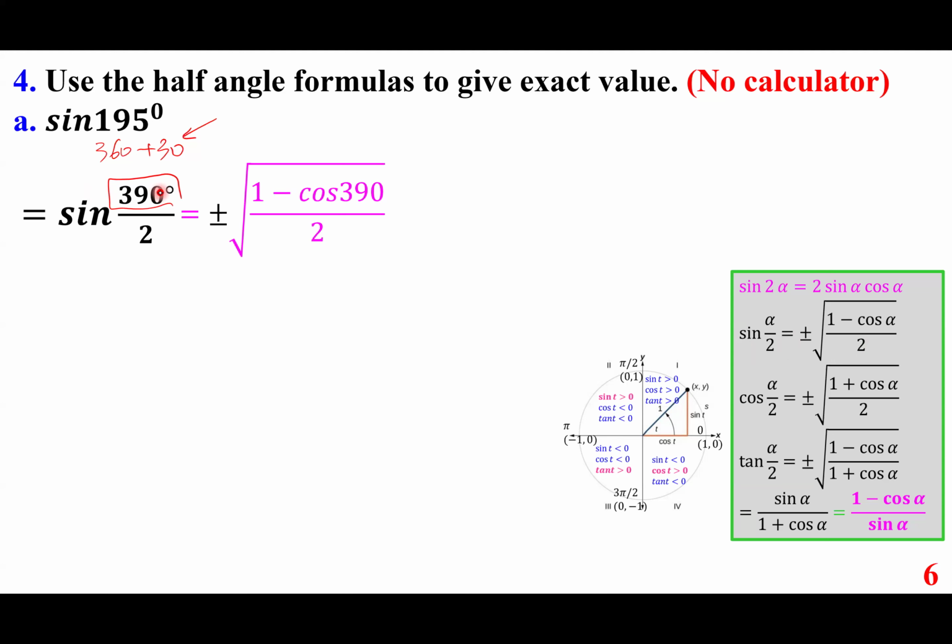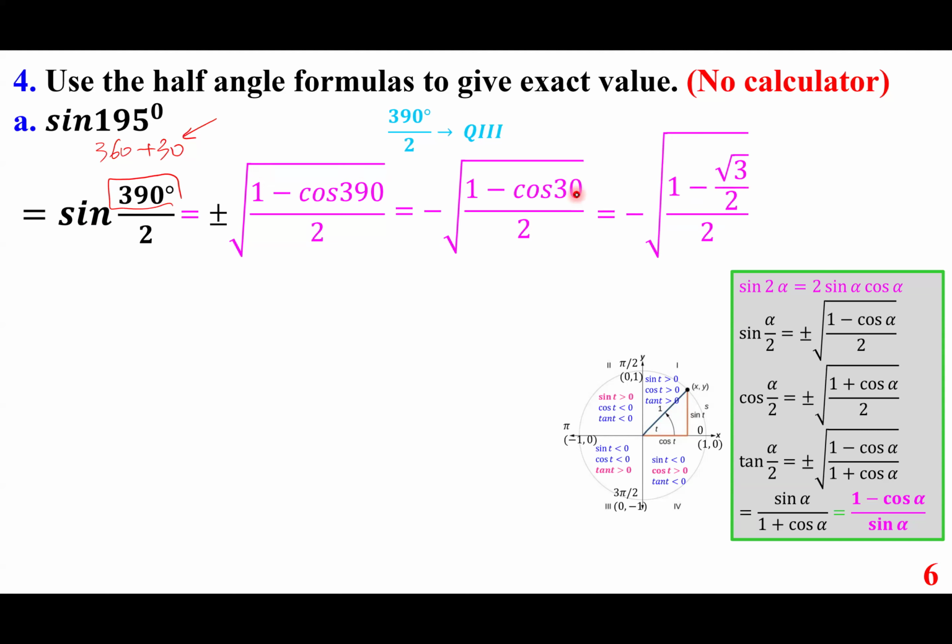Now, you have to figure out whether you need positive or negative. Well, 195, or 390 divided by 2, is in the third quadrant, where sine, you should know, is negative. In fact, sine and cosine are both negative in the third quadrant. So you keep the sign according to the location, negative. And of course, I changed the 390 to 30 because cosine of 30, we should know, is square root of 3 over 2.